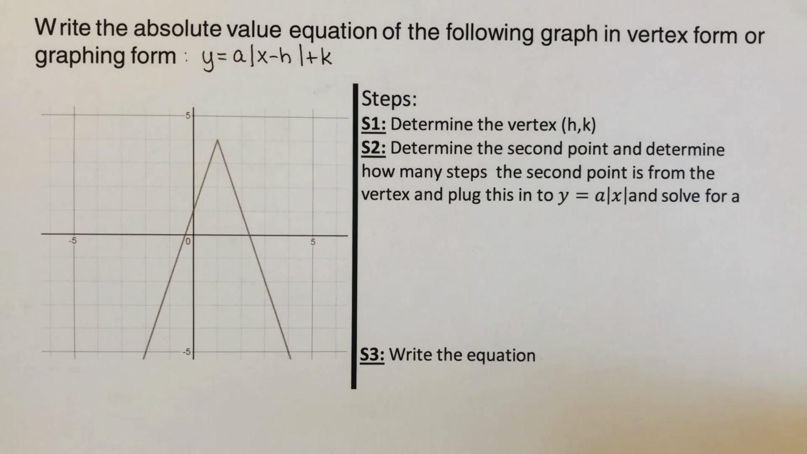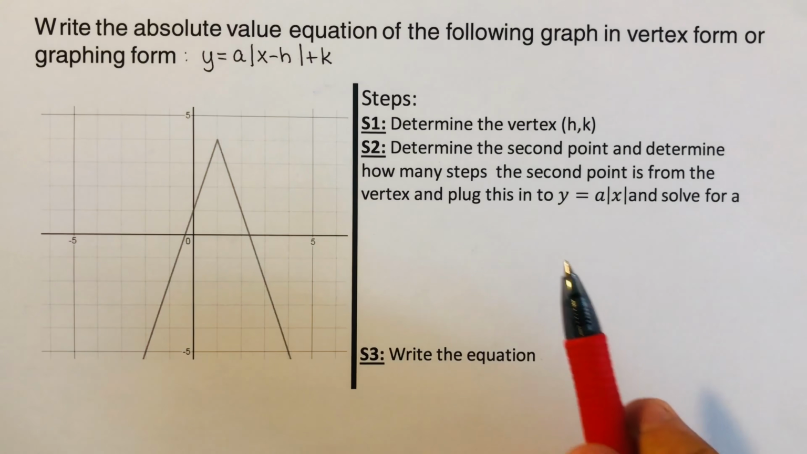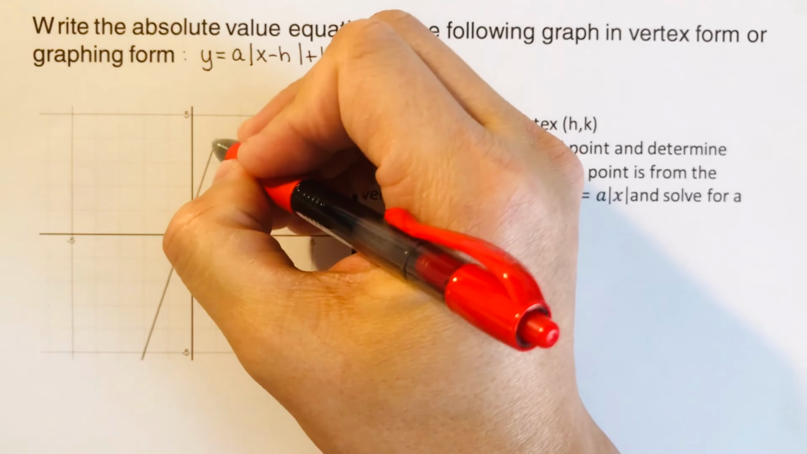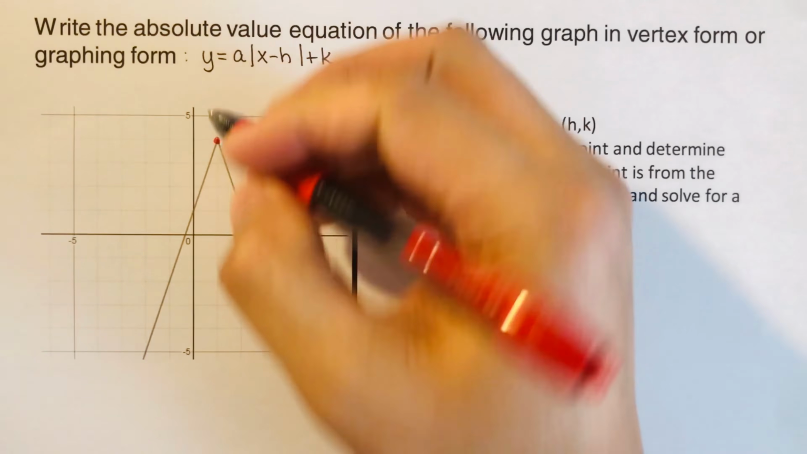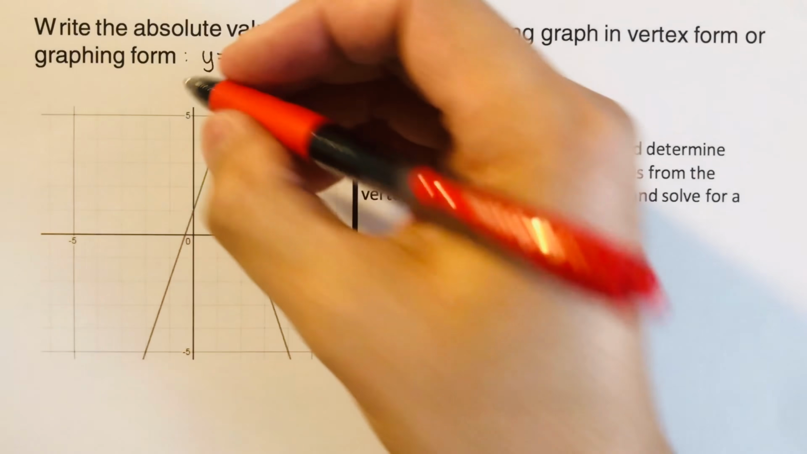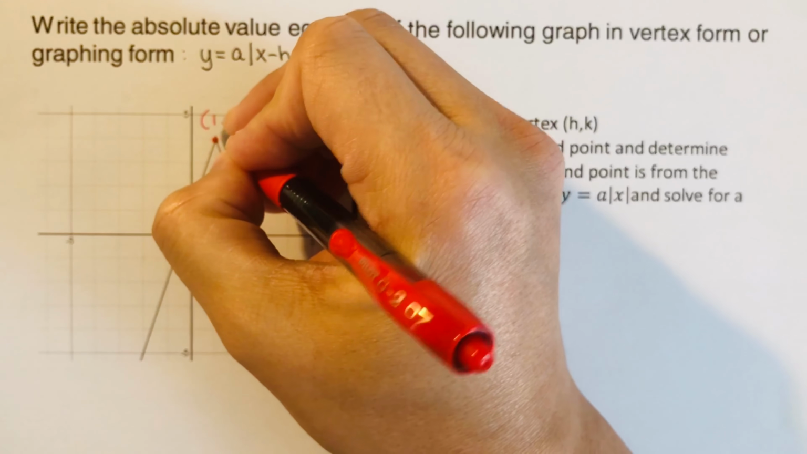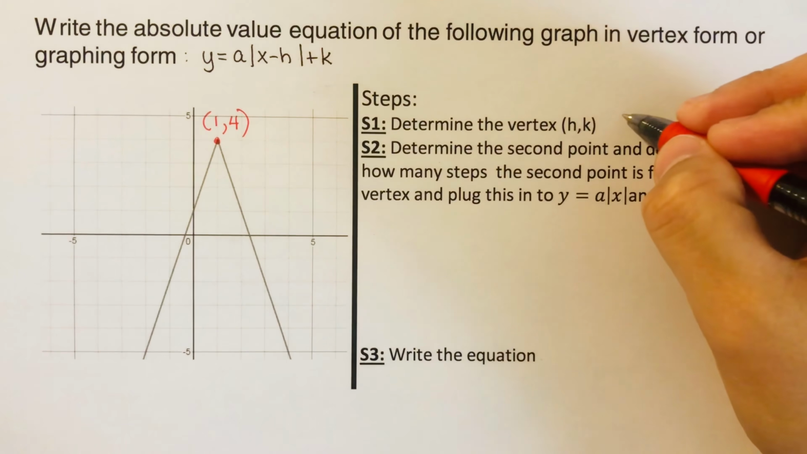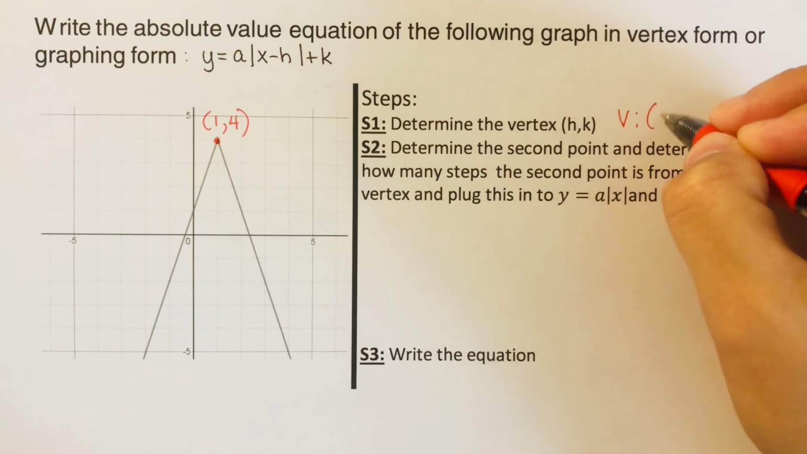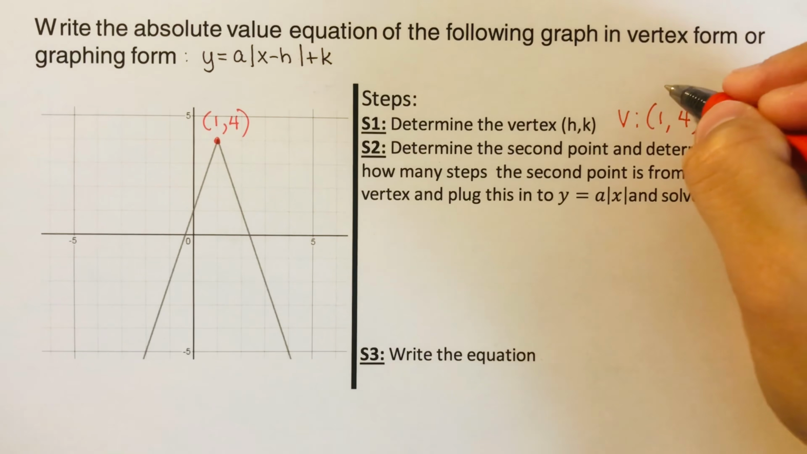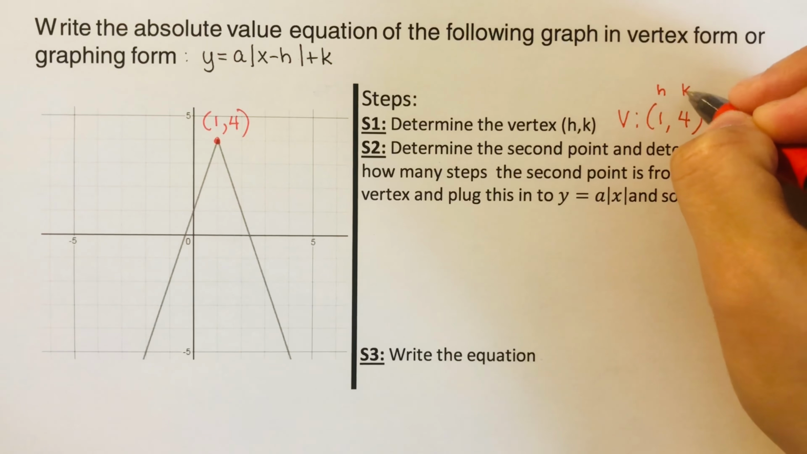Okay, so let's go over the problem here. First, we are going to determine the vertex. Our vertex is right here, and this is 1 and 4. So I'm going to write 1 and 4. So the vertex here is 1 and 4. This represents our h, and that represents our k.